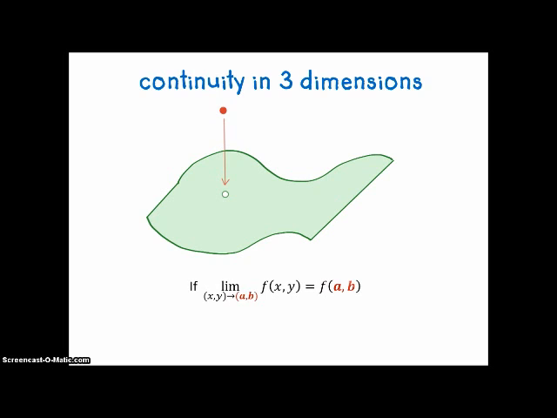So in 3 dimensions it's basically the same idea, except instead of a curve with a hole in it, we might have a surface with a hole in it, and that would be a discontinuity. However, if the limit as (x, y) approaches (a, b) of f of (x, y) is equal to the function value at (a, b), then we say that f of (x, y) is continuous at (x, y) equal (a, b). So in other words, we have to plug the hole in the surface. And then if there are no holes or any gaps in the surface, we have a continuous function described by the graph.